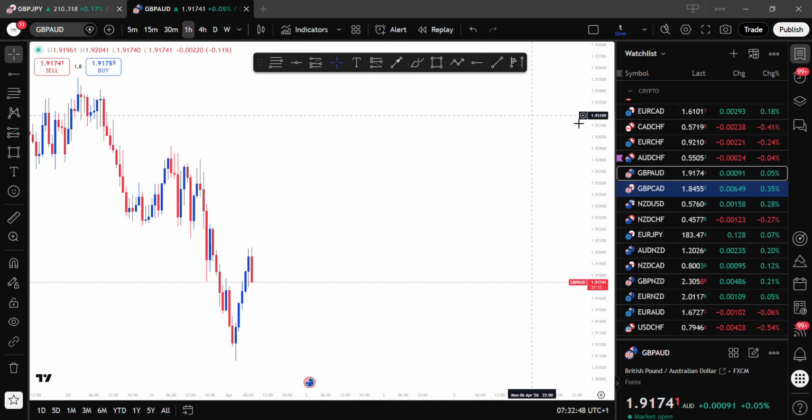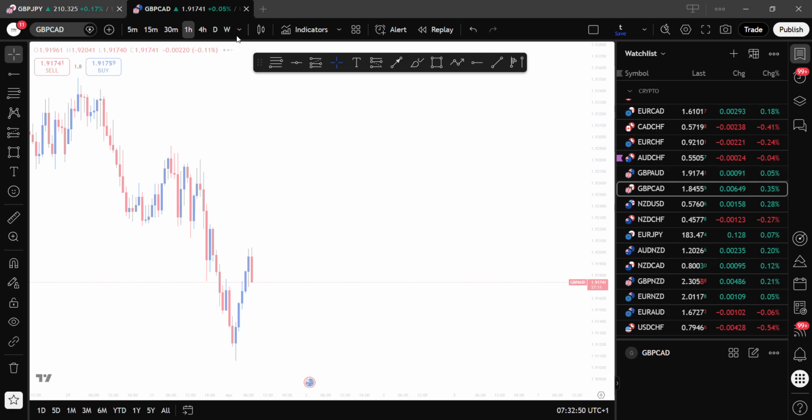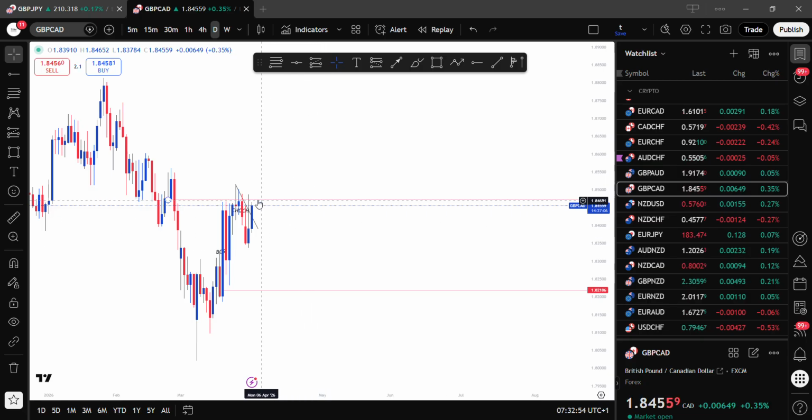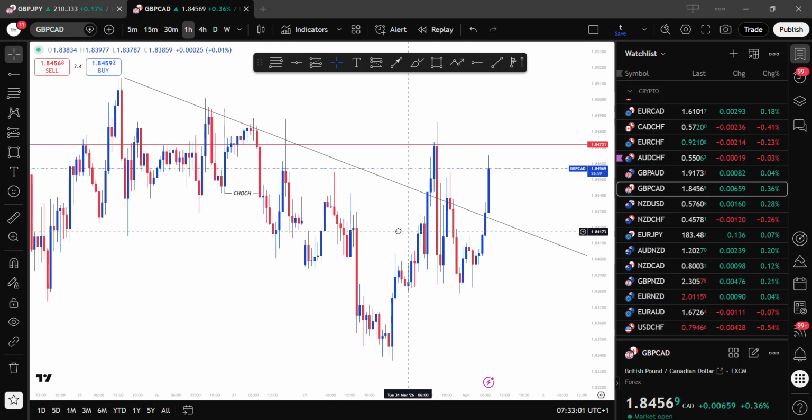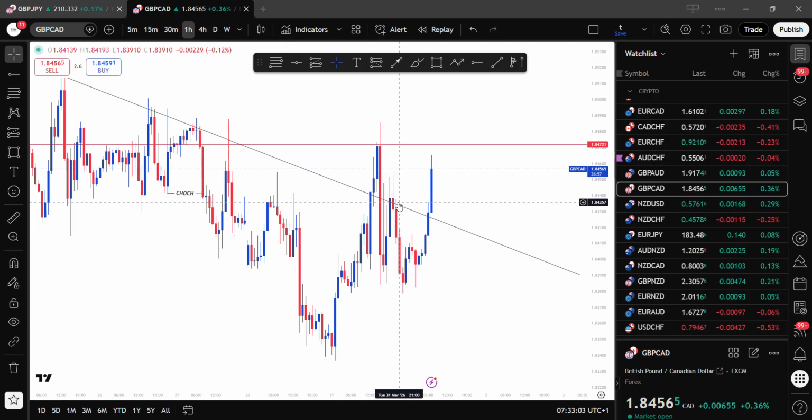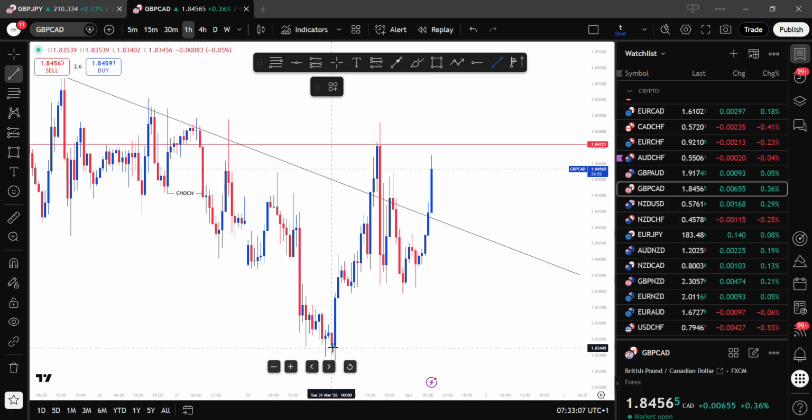On GBP CAD, if you check the daily time frame, you can see market has bought to this point. So a sell is most likely to happen on this. So I was watching this trend line yesterday when it did the first bounce, second bounce, and you see what happened here. It missed out on this trend line here.